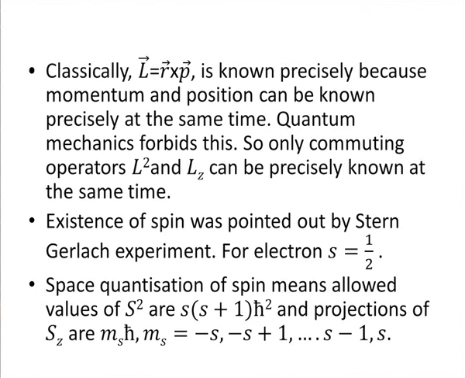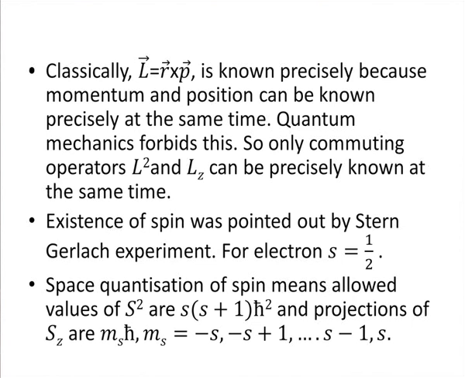Now, classically L is equal to R cross P is known precisely because momentum and position can be known precisely at the same time. Quantum mechanics forbids this. So, only commuting operators L square and Lz can be known precisely at the same time. Existence of spin was pointed out by Stern-Gerlach experiment.